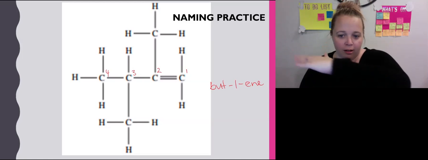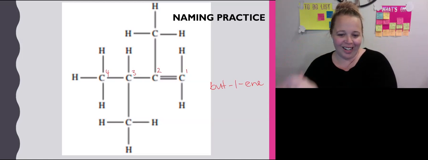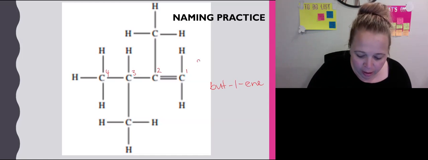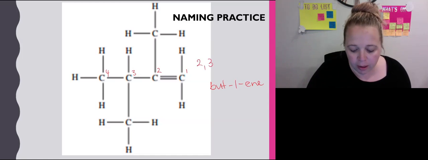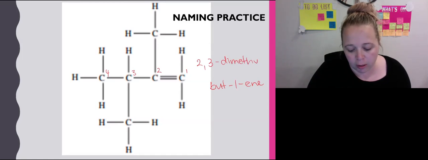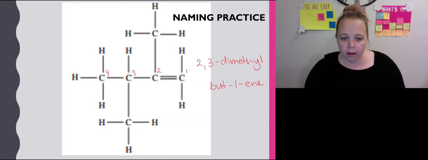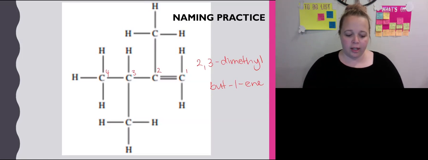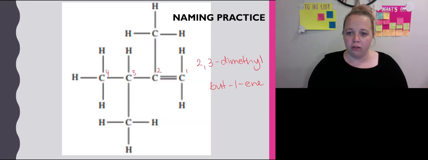So main chain, sorry, I remember I mirrored. Main chain goes along like this. Now off the 2nd carbon and off the 3rd carbon, we have 2 methyl groups. So we're going to call it 2, 3 dimethyl but 1 ene. And that is some pretty good practice for naming compounds.